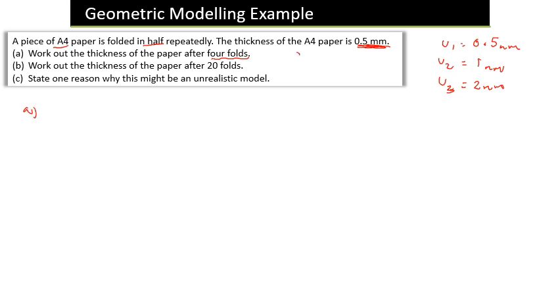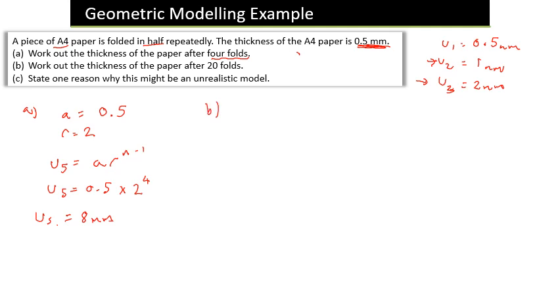a geometric sequence. So for a geometric sequence, we need to write down A, which is 0.5. We need to write down our common ratio, which here is 2, and so then we use U of 5, and the reason it's U of 5, not U of 4, is after 4 folds. So this is after the first fold, this is after the second fold, and so on. And so then in this case, it is 0.5 times 2 to the power of 4, and when you input that into your calculator, you get 8 millimeters.